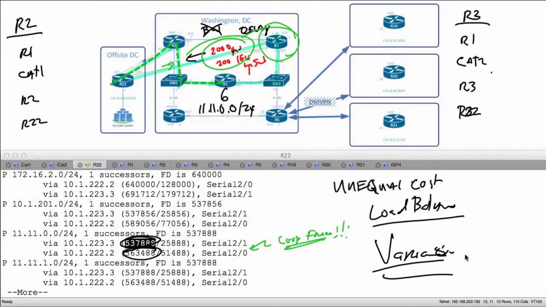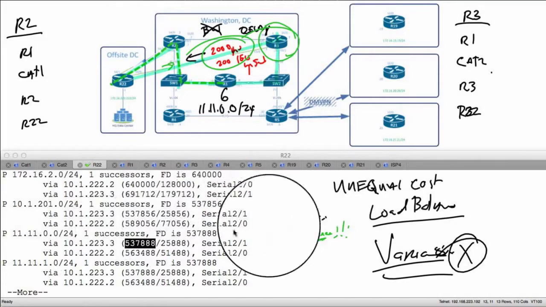Now, variance allows me to define a coefficient, a numeric value. And what it's going to do is say, how many times worse can a prefix, or can a metric, be before I use it for load sharing? So if I say 2, that means this value right here could be twice as bad as this one, and we would still implement it.